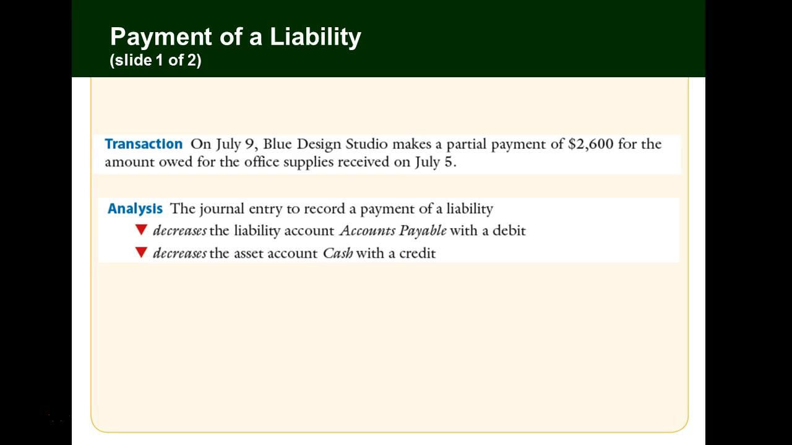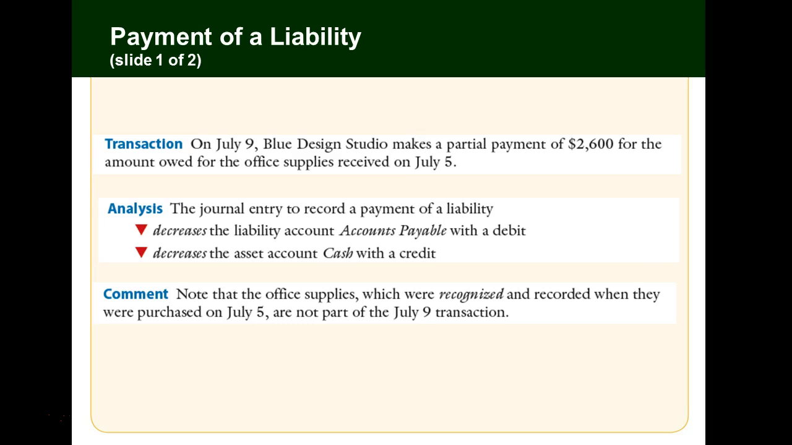So let's look here. When we make a partial payment of $2,600, when did this occur? Recognition? How much? Valuation? Classification? No, supplies happen when we got them. Cash goes down, which is a credit. What else is going down? The liability is going down, and when a liability goes down, it's a debit.